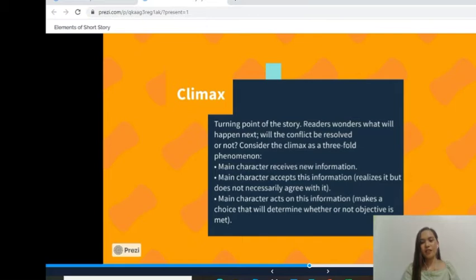Main character acts on this information, makes the choice that will determine whether or not the objective is met. So in climax, you are going to see how the character is going to act in a certain problem brought by the rising action. See, it is all connected with each other, and that is very important in formulating or arranging a plot.